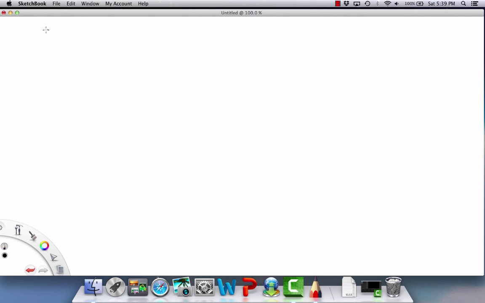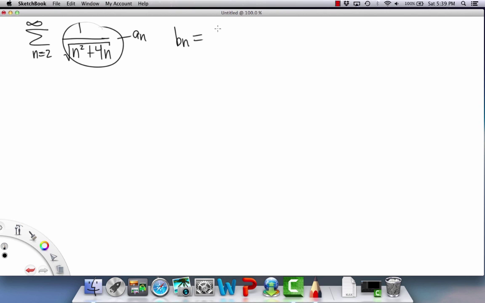So let's say we're given the following to decide whether it converges or not. We have the sum for n going from 2 to infinity of 1 over the square root of n squared plus 4n. This is our a sub n. And this is where you have to get creative a little bit. So we're going to use b sub n on this problem.